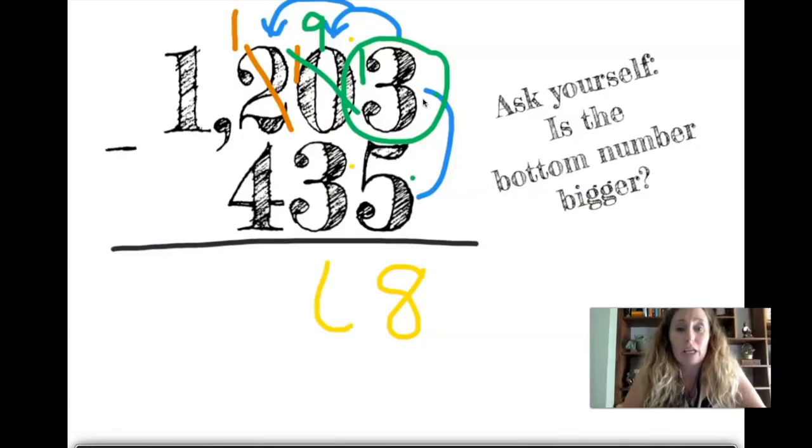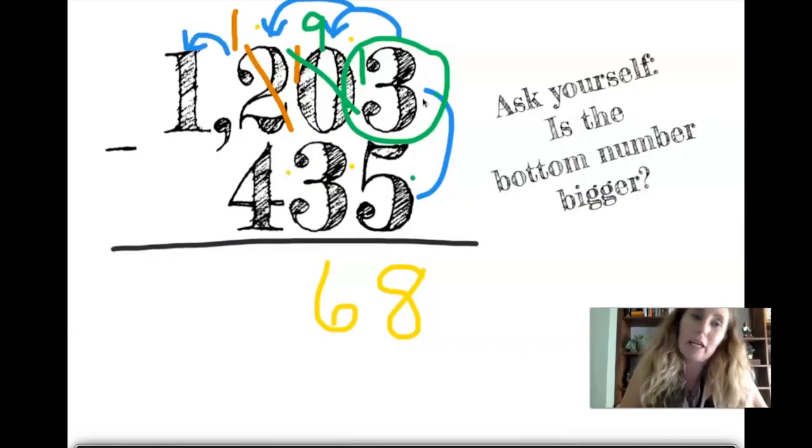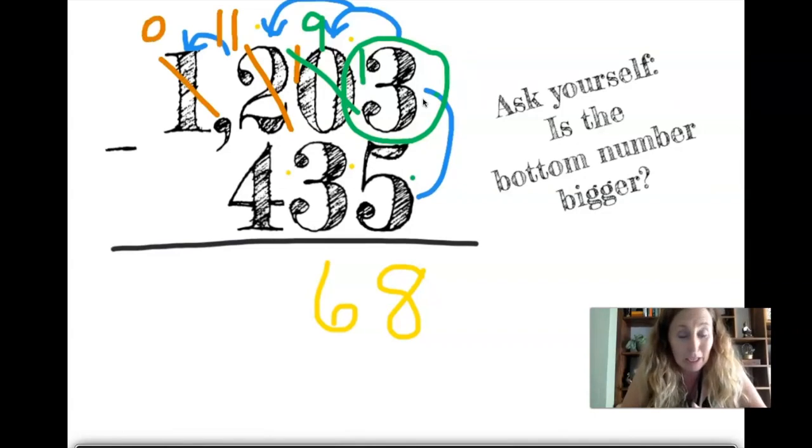9 take away 3 gives 6, and 4 is bigger than 1. So again, I'm going to need to go next door to that thousands place and borrow. 10 hundreds is the same as 1,000. So that is why I'm bringing that 1 over, and now I can subtract.